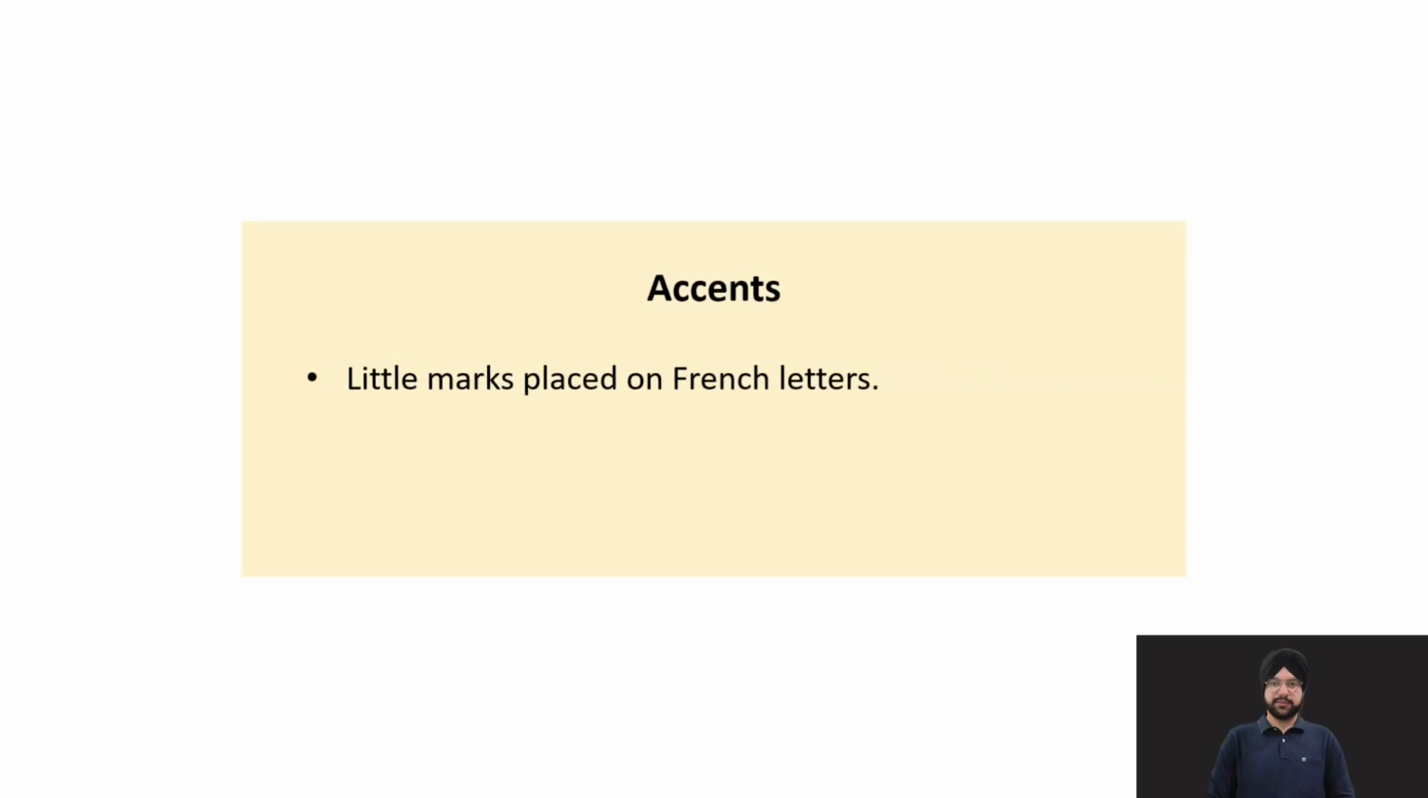And today we are going to talk about something very important in French. That is accents. Accents are little marks that are present on some letters in French. The reason why they are so important is that sometimes they not only change the pronunciation but also the meaning of the word. And today we are going to talk about the acute and the grave accent.